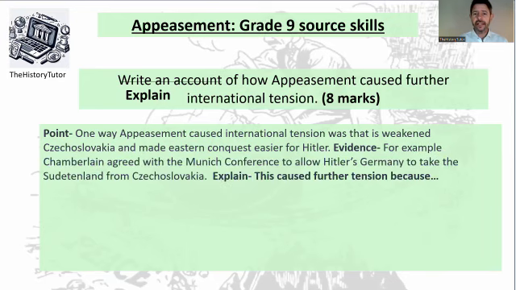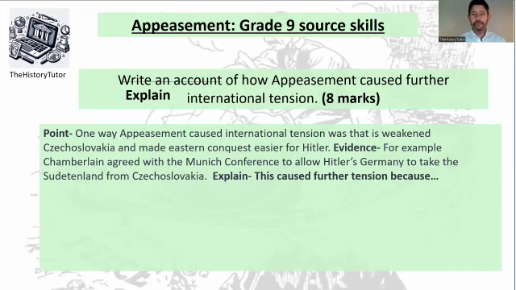Obviously, trying to include a few facts in there as well. So, for example, Chamberlain agreed with the Munich conference to allow Hitler's Germany to take the Sudetenland from Czechoslovakia. So it was just freely able to take a large parcel of land. Here you go, you can have that. Okay, this caused further tension because now, what's maybe the short-term impact of this in Hitler's conquest? What would you explain was the impact of this in causing tension?